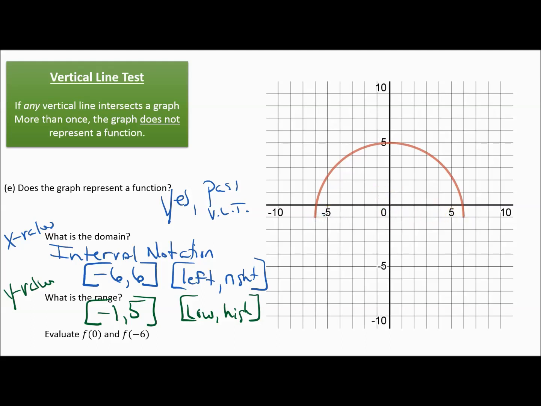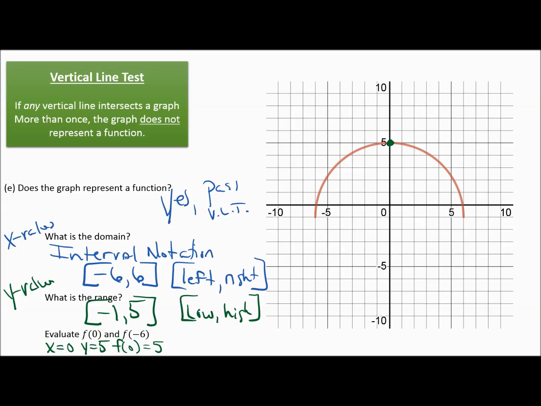Now I've got another question for you. F of 0. Now remember, f of 0 means x is equal to 0, and they're asking you what is the y value. So when x is equal to 0, what is the y value? So here's x equals 0. I go meet the graph, and it's that point right there, and the y value is 5. So another way to say that is f of 0 equals 5.